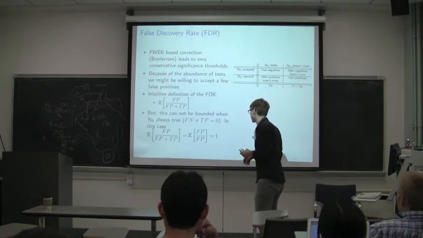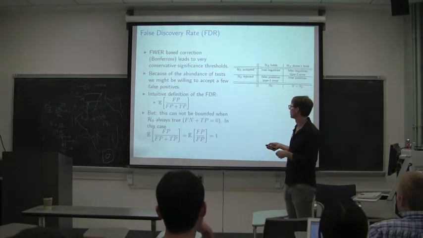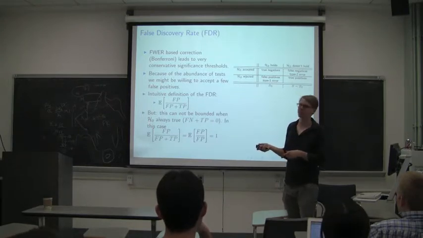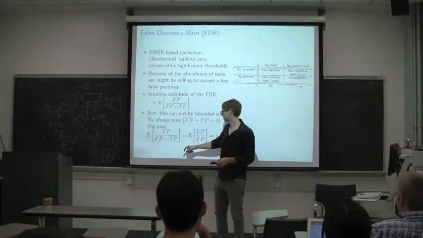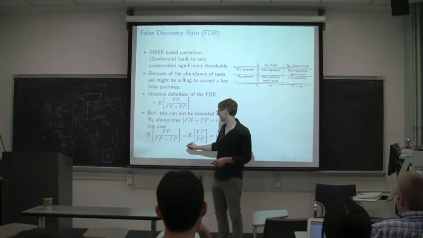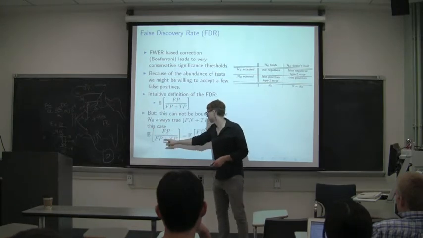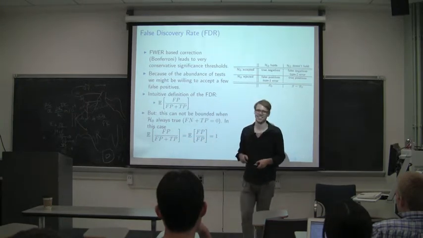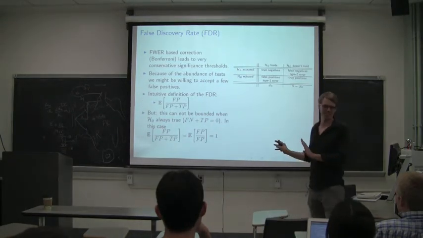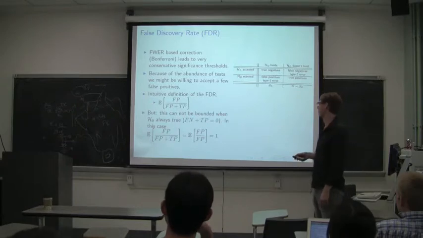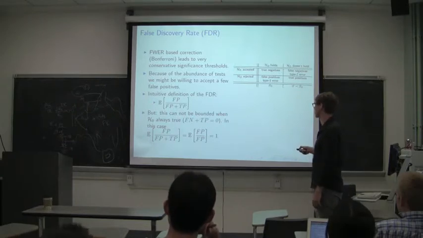Well, okay, so just a quick caution. If the null hypothesis is always true, then the number of true positives is just 0, so this ratio is just 1. So if everything comes from the null, then the false discovery rate cannot be bounded. This is all that it means, because then it's always 1.